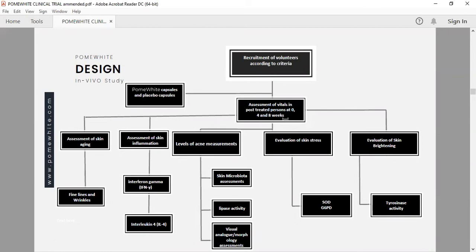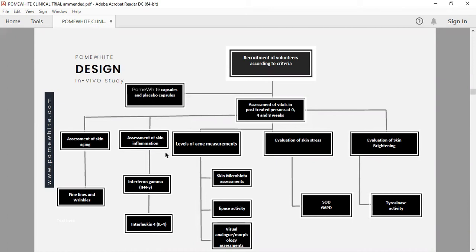This vital assessment is very important because from these three levels of values at 0, 4, and 8 weeks we can see whether our product is going to disturb or interfere with the vitals of the volunteer. The main property that we study, as we saw this property in our in vitro studies, we are focusing on in in vivo studies as well. So the main focus is the level of acne measurement.